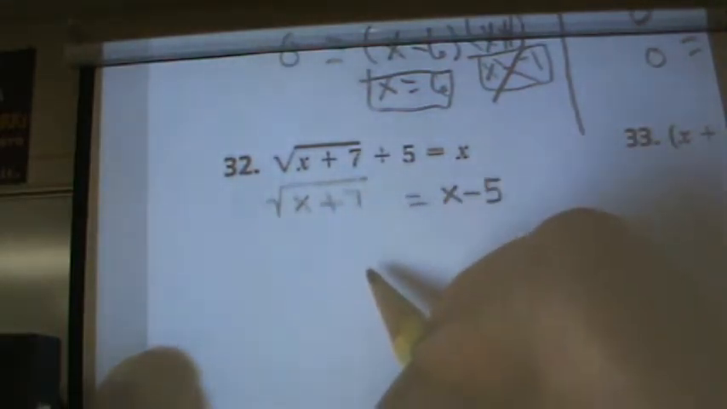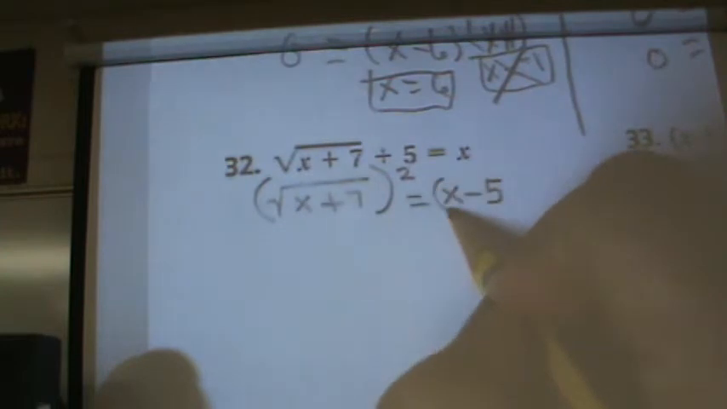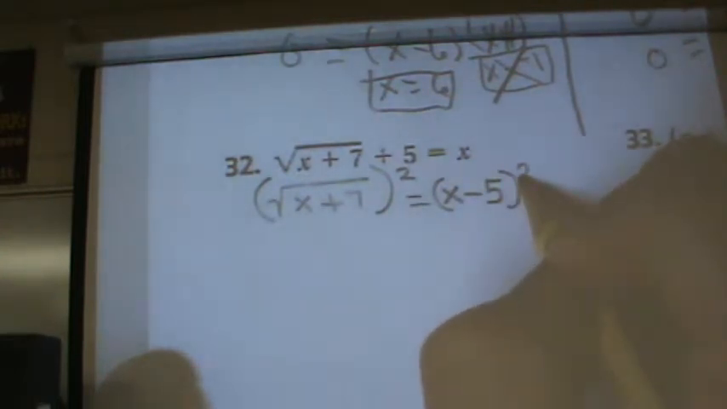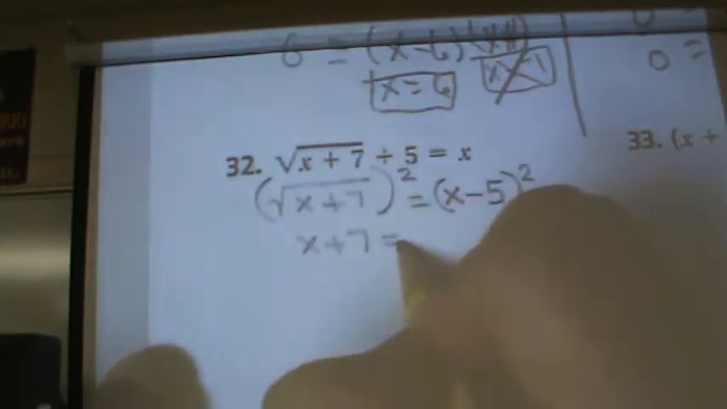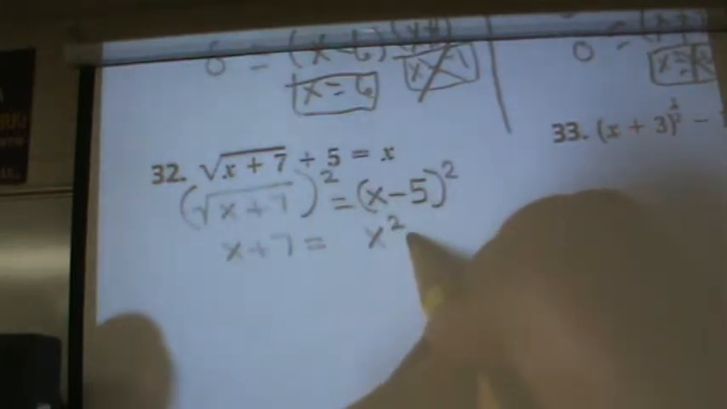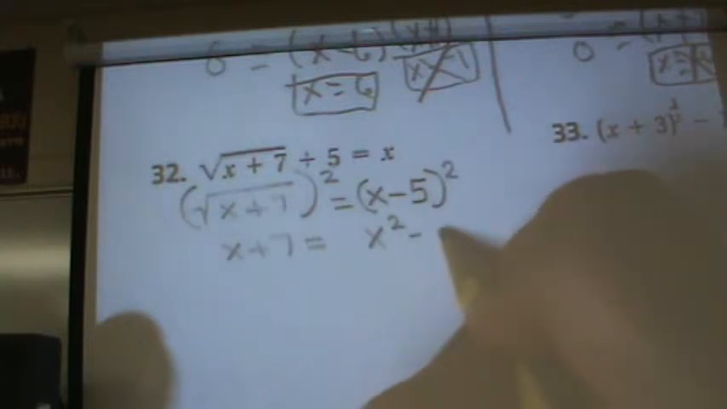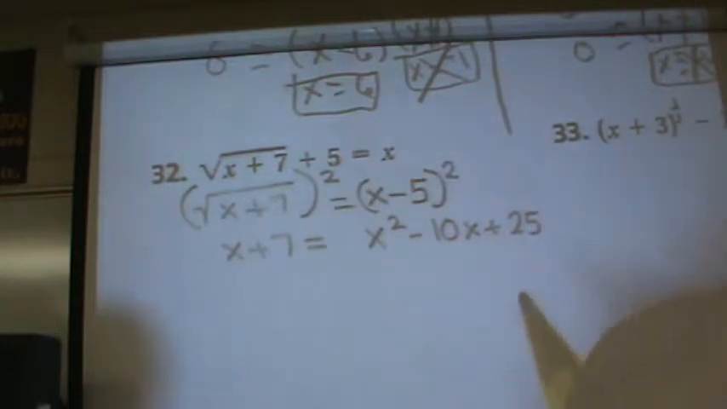Then it's x minus 5, and then you have to square both sides. So what is the left side? X plus 7. X plus 7 equals, what do you get when you square this? X squared, and something else. Minus 10x, plus 25.